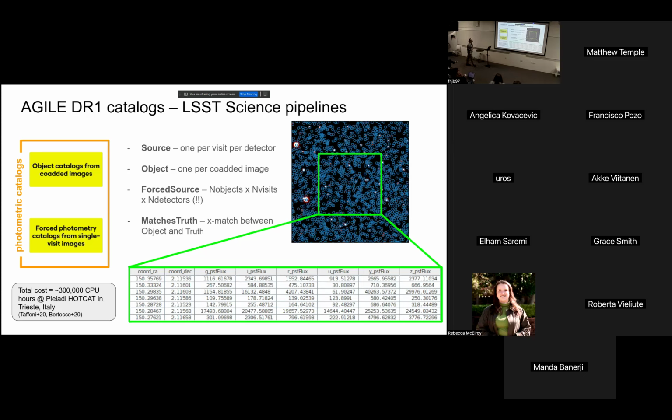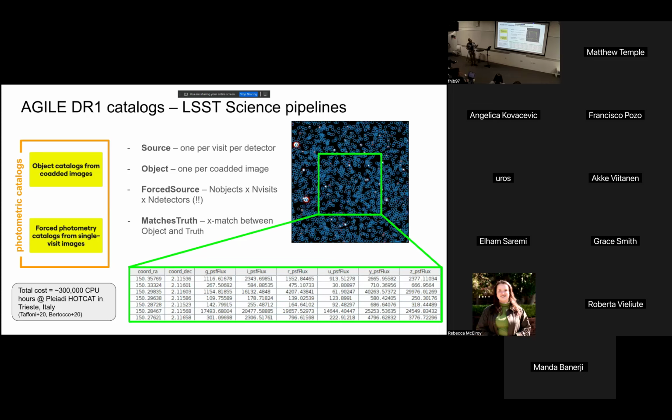We have the object catalogs. So you go to the deep coadded images, and then you do the source detection and the photometric characterization. So this is like one single deepest catalog that we have. It's about 250,000 sources. Then you take the object catalog, and you go back to the single visit images. You do forced photometry on each single visit image at the position of the objects that you measured. And this is basically how you can get a light curve for all the different objects.